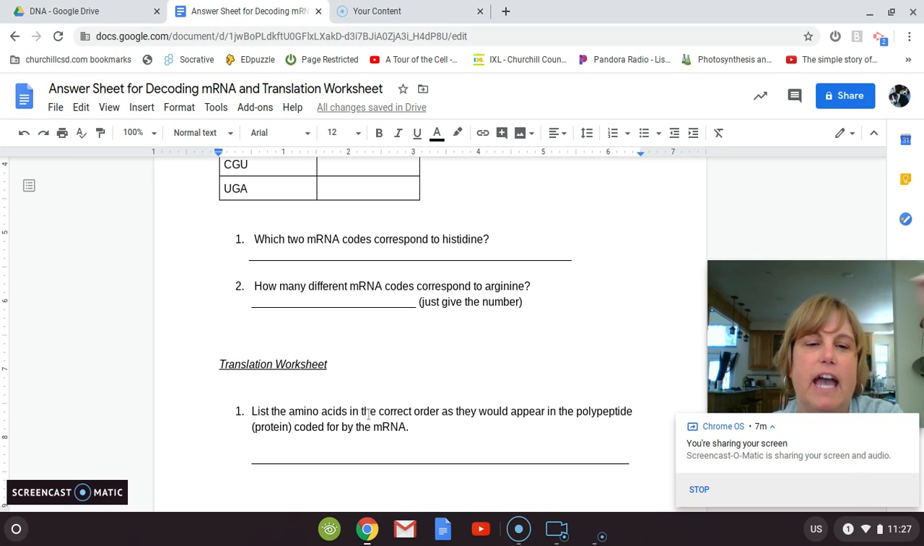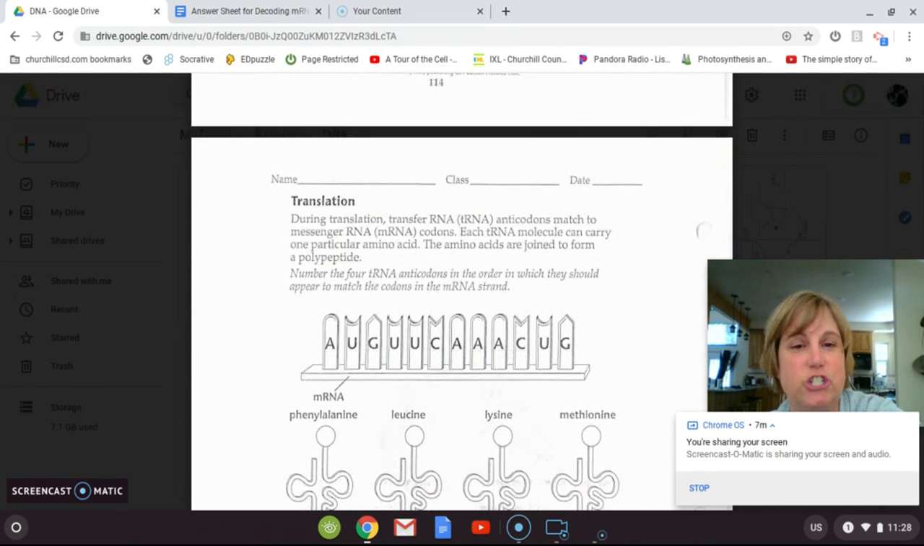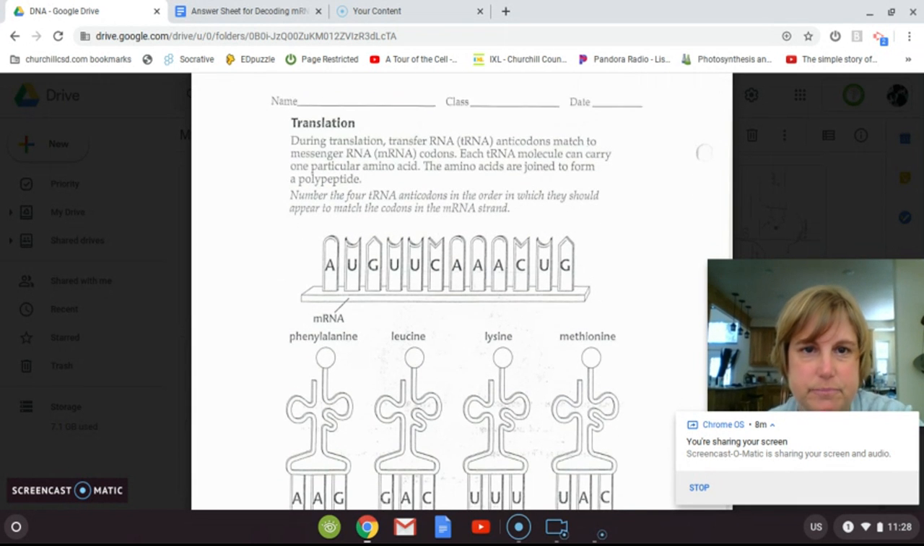And now we're going to look at the translation worksheet, which just has actually 1 question on it. So it's a short one. So if we go back and we look at the worksheet, if you keep scrolling down, you get to the translation. Now remember, transcription is when DNA is coding and matching up the messenger RNA. Translation is where your RNAs, your messenger and your tRNA, are working together to make proteins. They're putting amino acids together to make proteins. So this is about translation.